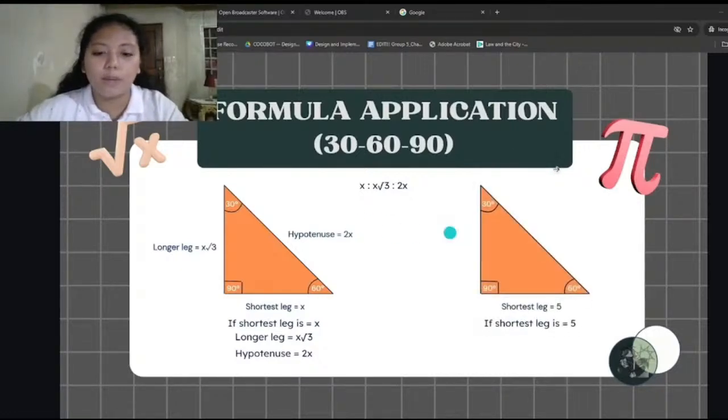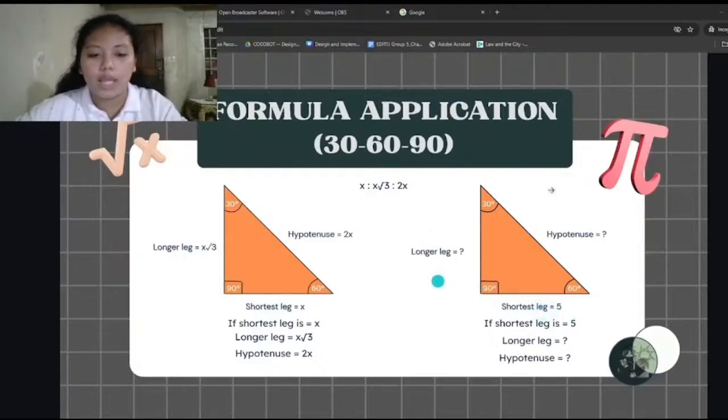Let's try with a real number to see how it works. Say the shortest side is 5. So, x equals 5 here. And our longer side is just 5 times square root 3. So we have 5 square root 3. And for our hypotenuse, just double the 5 and it will be 10. See? It's just plugging in the number for the x.